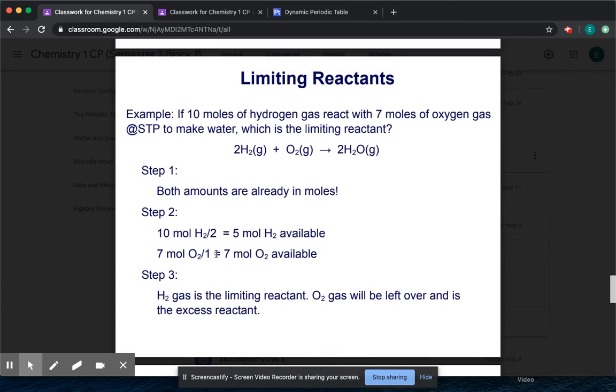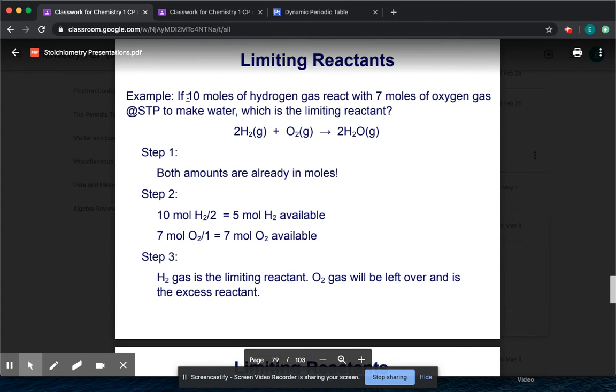Okay, let's do another one. We have 10 moles of hydrogen and we have 7 moles of oxygen. We want to know which one is the limiting. Okay? So we have 10 of this and we have 7 of this. Step 1, convert them to moles. They're already in moles, so this step is done already.